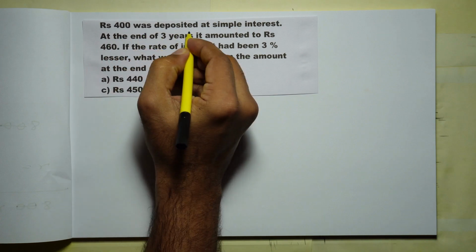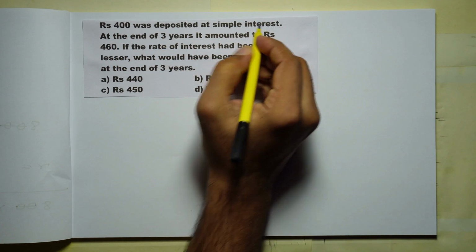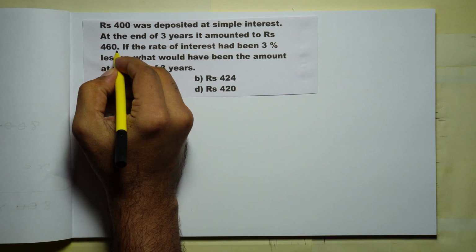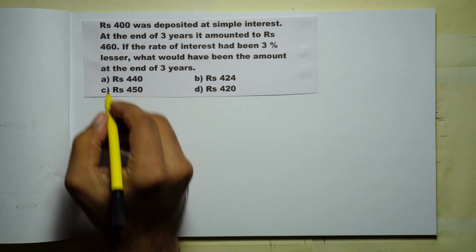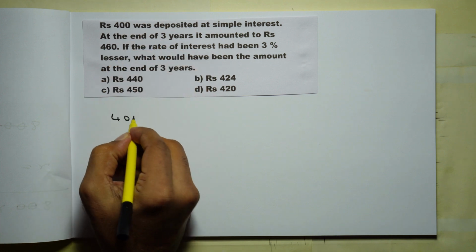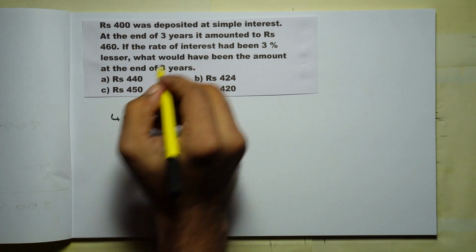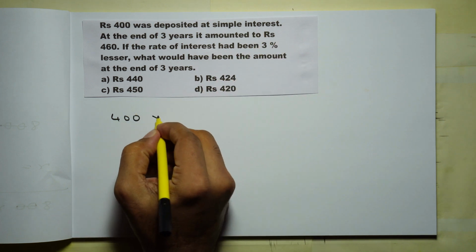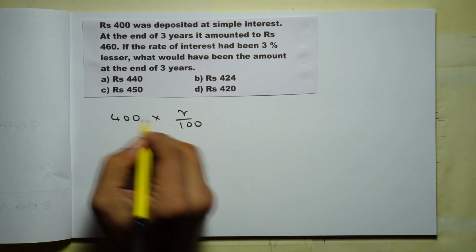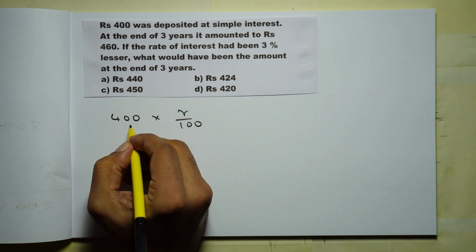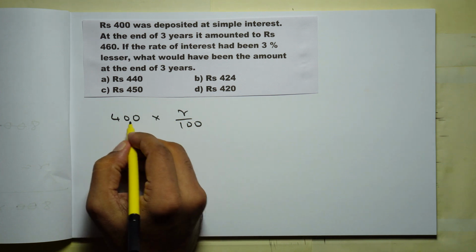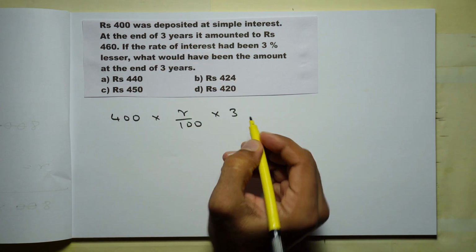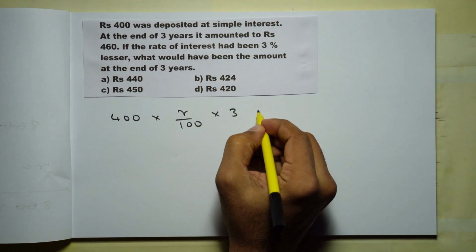Rupees 400 was deposited at simple interest. At the end of 3 years, it amounted to rupees 460. So the sum that was deposited was rupees 400. Now we will assume that the rate of interest is R% per year. So every year you will be getting R percent of the sum that has been deposited. So this is the interest that you get per year, and like that for 3 years. So this is the interest that you get for 3 years.